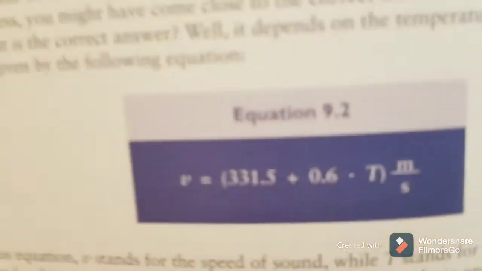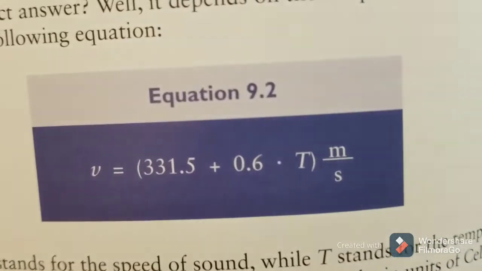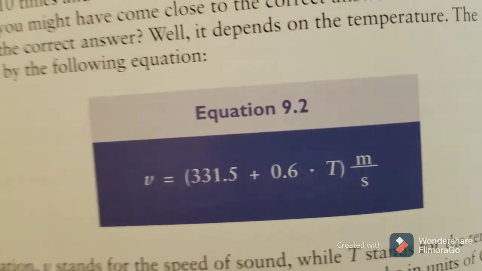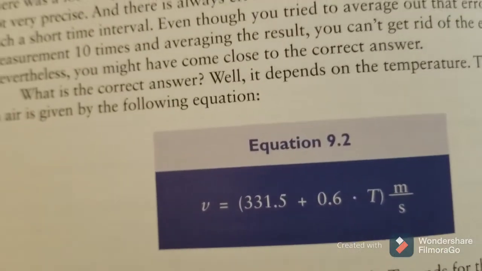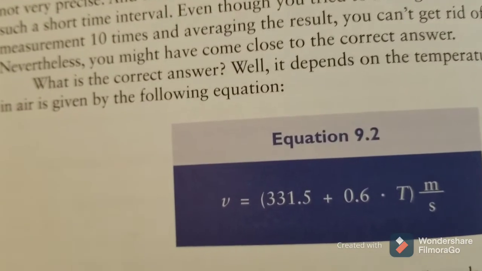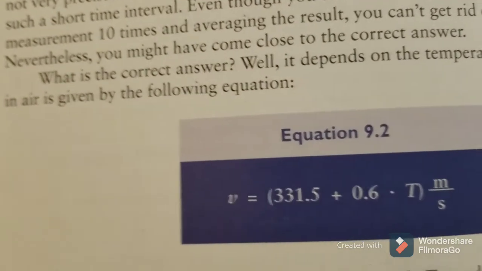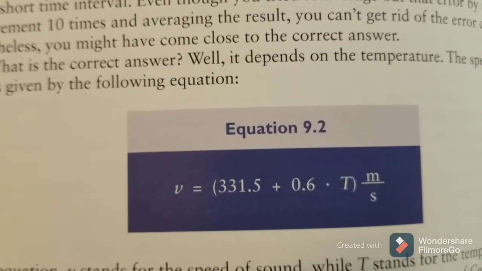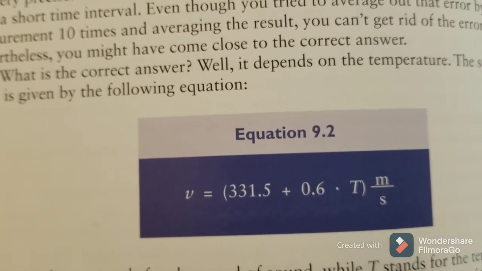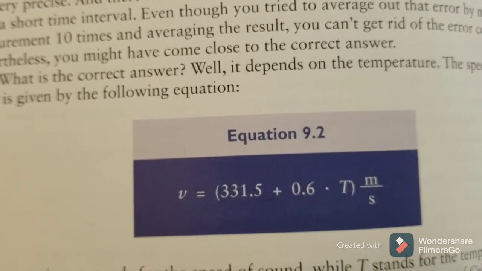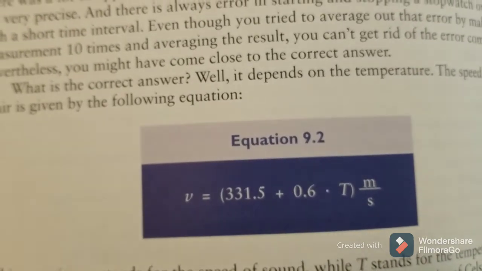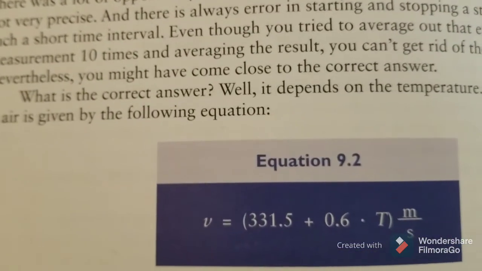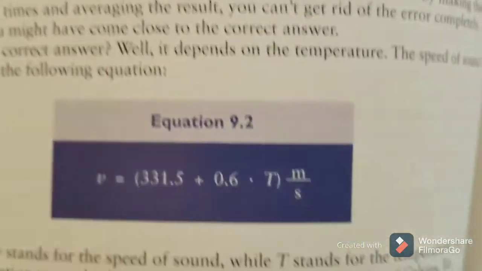I'm going to bring you over here. This is the equation 9.2 for the speed of sound. Isn't that cool? So v stands for the speed of sound. T is the temperature. And in order for this equation to work, temperature must be in Celsius. So that's important. And that's where we get this information that you're looking at in my book.